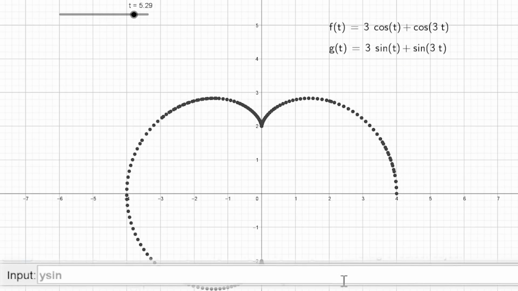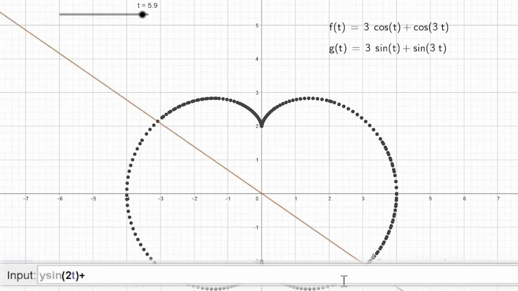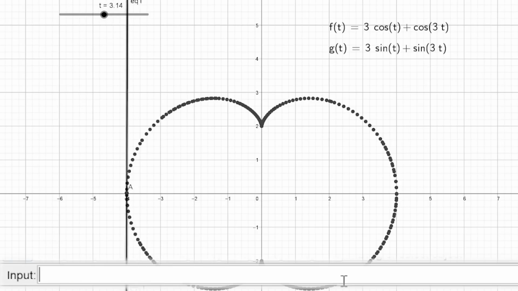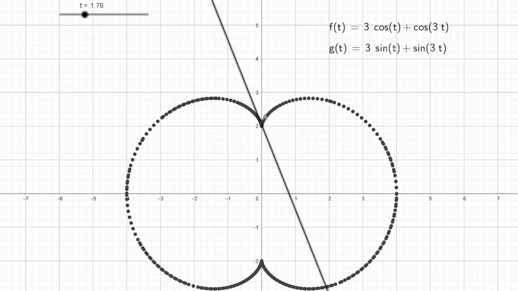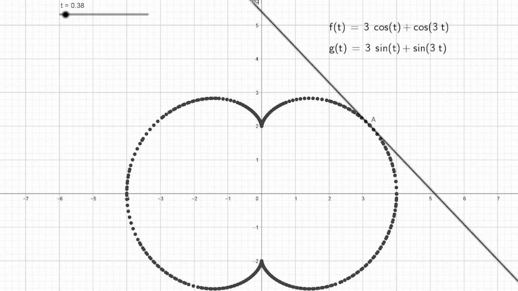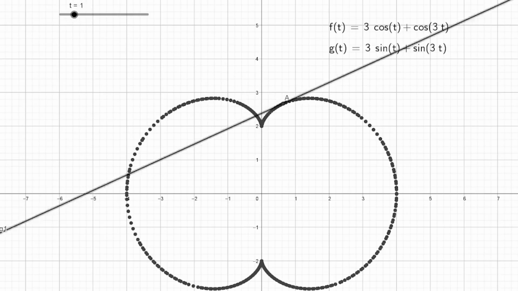y sine 2t plus x times cosine of 2t equals 4 cosine of t. It's like magic. That's really pleasing to me. It's a straight line, but wherever it is on the curve, it is the tangent to it.